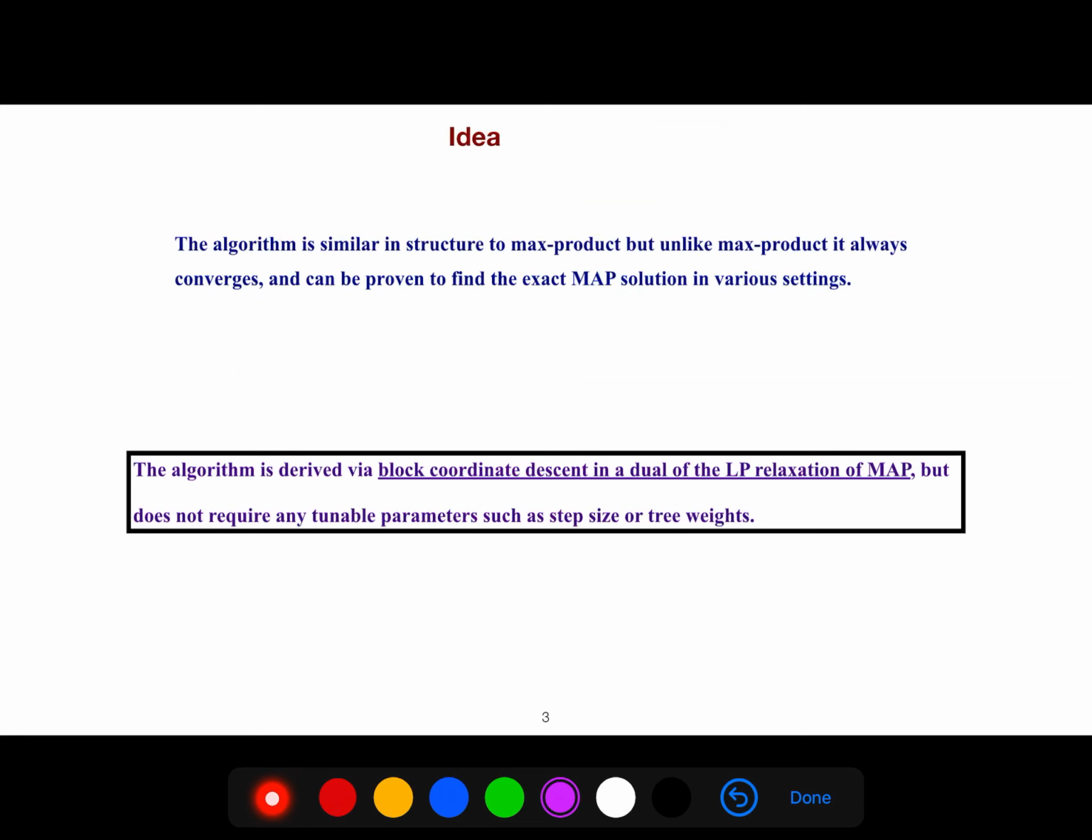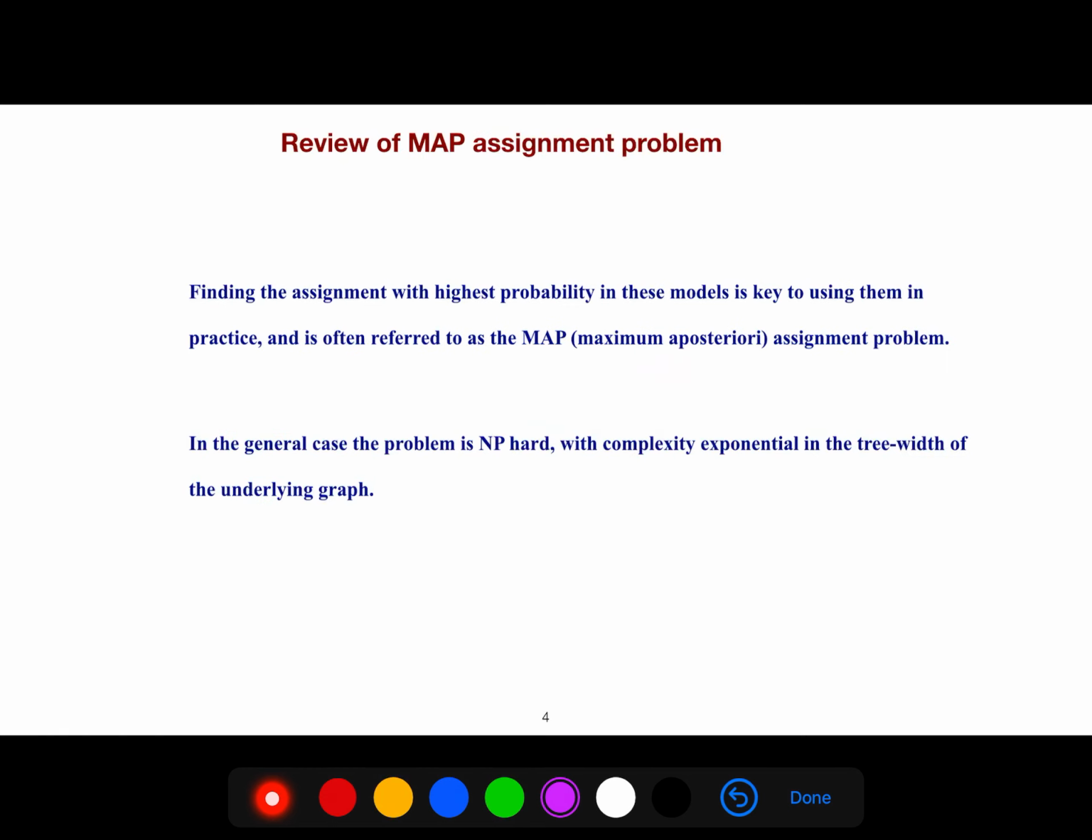So the idea is similar to max product, but unlike max product, it always converges and can be proven to find exact MAP solution. So the algorithm is derived via block coordinate descent. This is important in optimization. You decompose into two sets of variables, and you fix some of them, one block, and you work on the other block. And finding the assignment with highest probability in these models is key to using them in practice, and is often referred to as the MAP assignment problem.